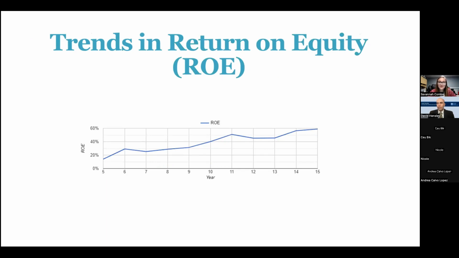When talking about our trends in return on equity, our return on equity grew from 14% on year 5 to 58.9% on year 15. This has generally been a positive trend and has been continuously going upward. The trend did decrease a bit after year 12. However, by the end of year 14, it began to increase again and reach a new higher peak of 58.9%.